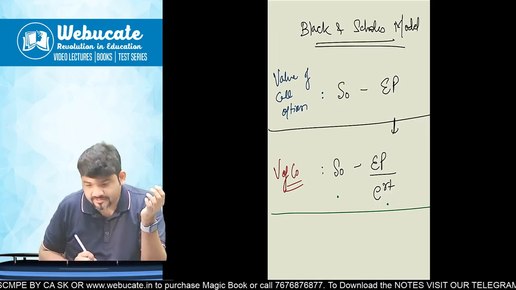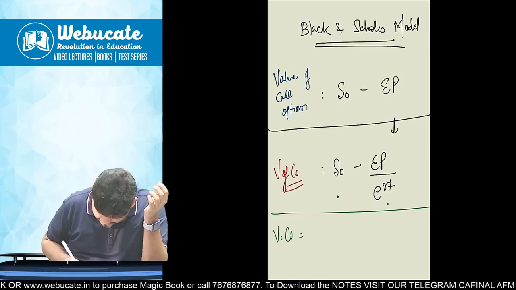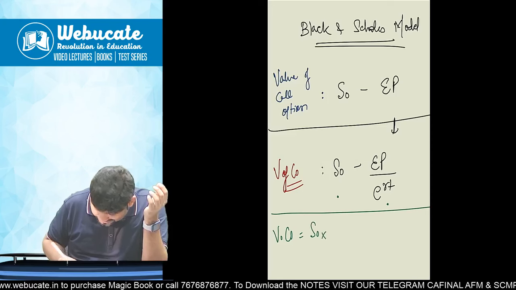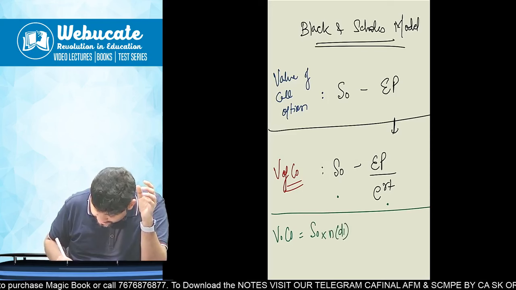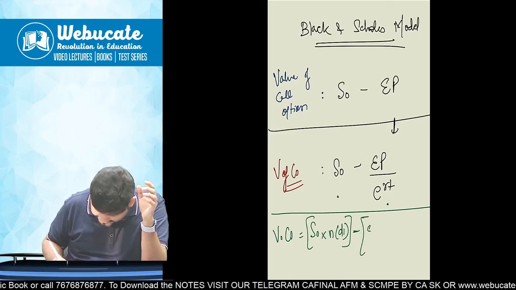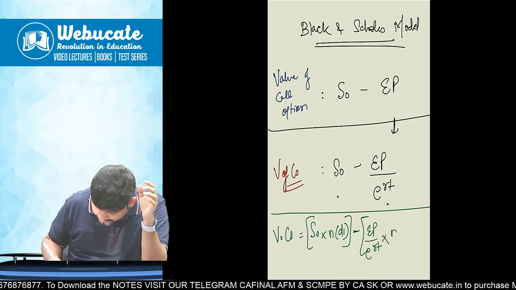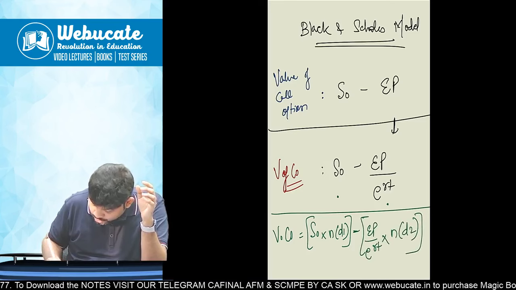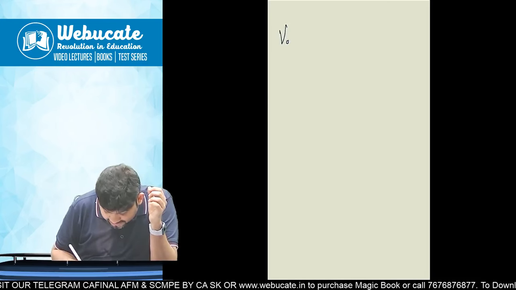This is where we need the value of call option. So value of call option is equal to spot into N(d1) minus exercise price upon e raised to RT into N(d2). Done? So this is how you calculate the value of call option using the Black-Scholes method.